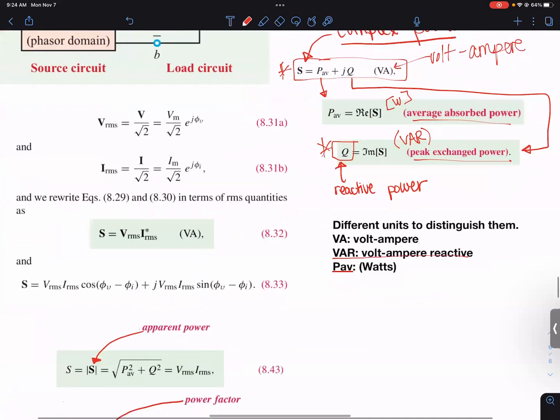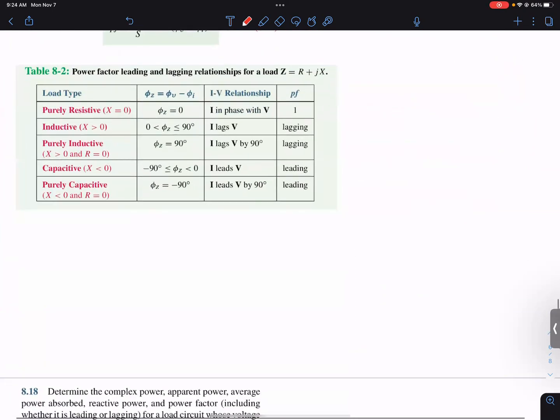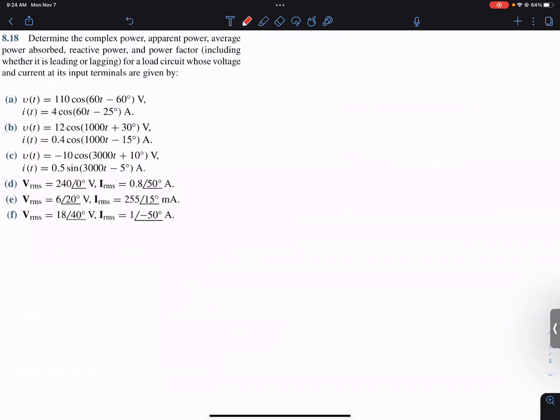So next time we're gonna go over apparent power, power factor, and then we're going to start looking at actually solving some circuits to find these values.